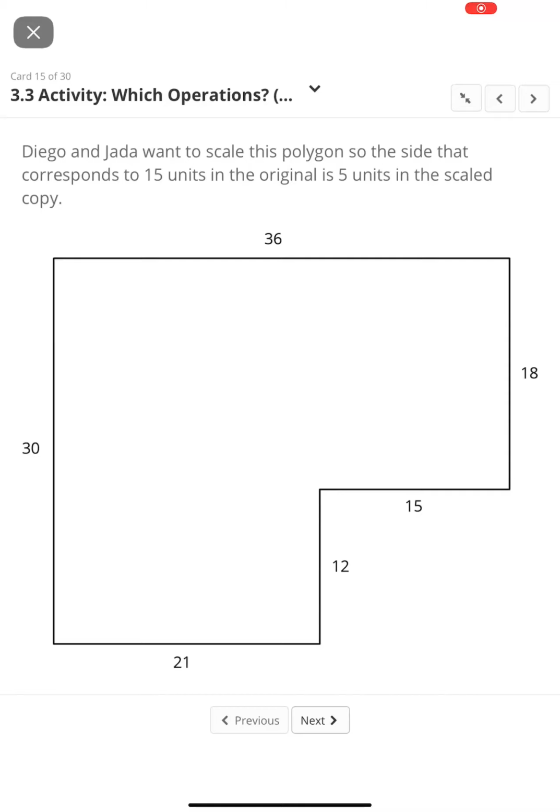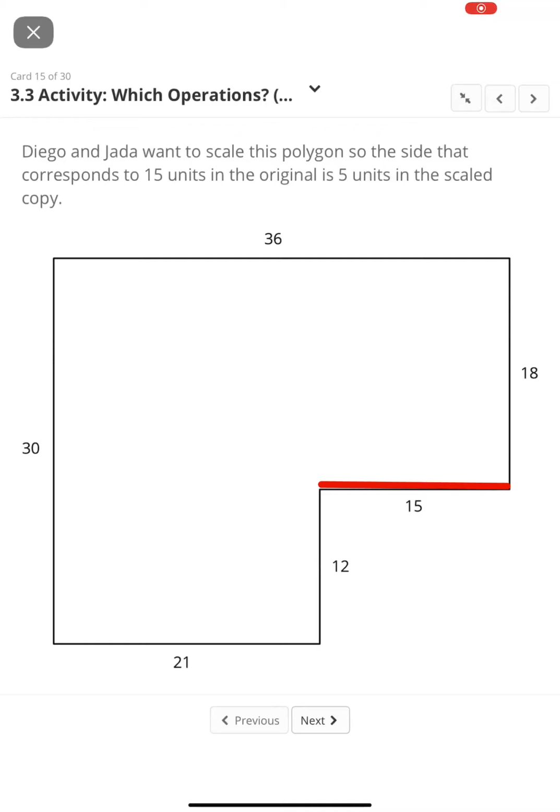Diego and Jada want to scale this polygon, so the side that corresponds to 15 units in the original is 5 units in the scaled copy. In this problem, you are given all of the side lengths. You know what the side lengths are of the original, and as you will see on the next screen, you will know what the side lengths of the scaled copies are. What you're trying to determine is who used the correct operation, Diego or Jada.